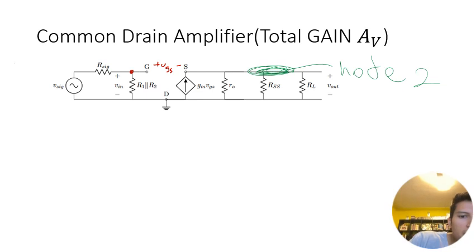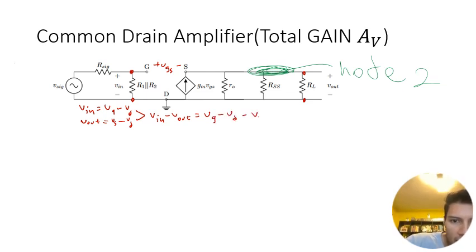So V in is actually VGD, so V in is equal to VG minus VD. And V out is actually equal to VS minus VD. So if I combine these two equations or subtract them from one another, I'm going to get that V in minus V out equals VG minus VD minus VS plus VD, which is equal to VG minus VS.